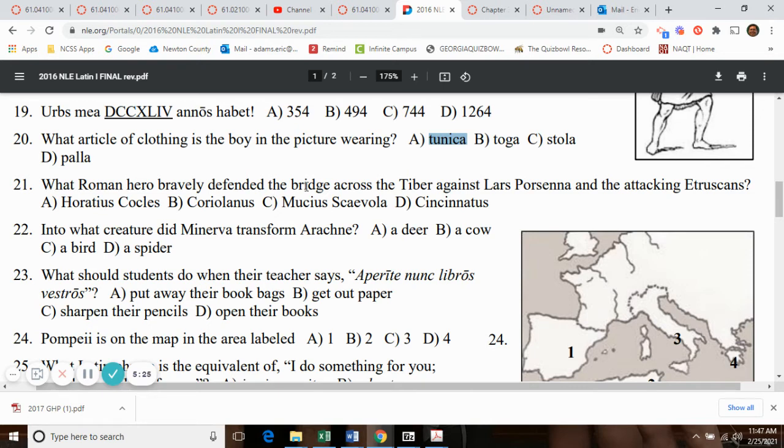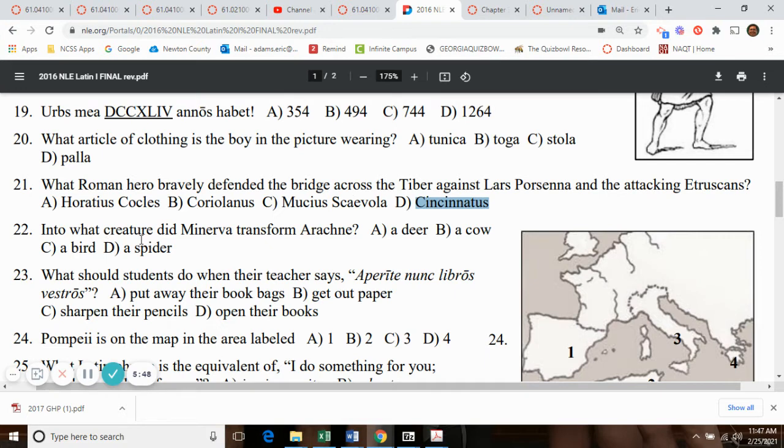What Roman hero bravely defended the bridge? Defending the bridge is Horatius. He is Horatius at the bridge against Lars Porsena. Mucius Scaevola, remember, was the guy dealing with that same Etruscan king, Lars Porsena, who burned off his hand. And remember, Cincinnatus leaves the plow in order to be able to save the Roman army and does not extend the dictatorship, but rather goes directly back to his farm.